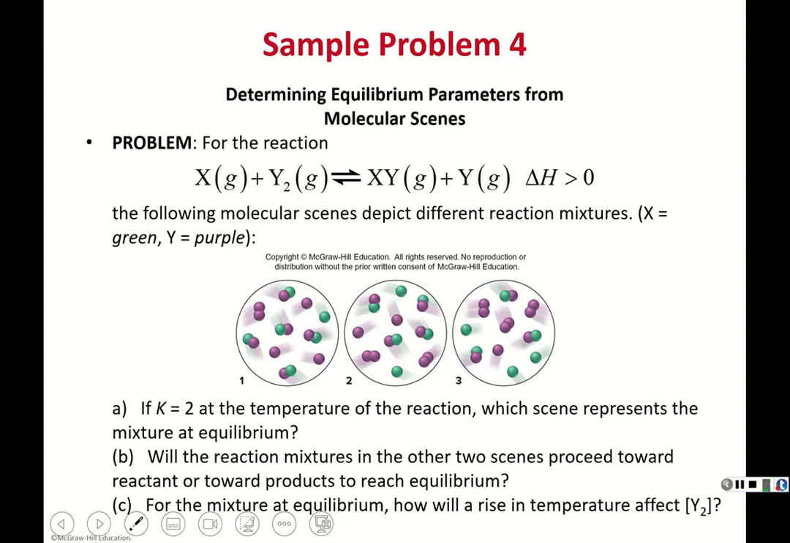And we have three different reaction scenes here to depict mixtures. So X is going to be green and Y is purple. Okay, so the first part, we're being told that the equilibrium constant is 2 at the temperature of this reaction. Which scene represents the mixture at equilibrium?